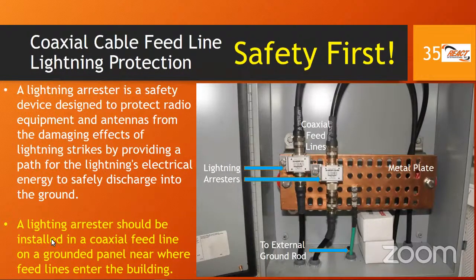So that's additional protection, and that's the point we have here. A lightning arrestor should be installed in a coaxial feed line on a grounded panel near where feed lines enter the building.